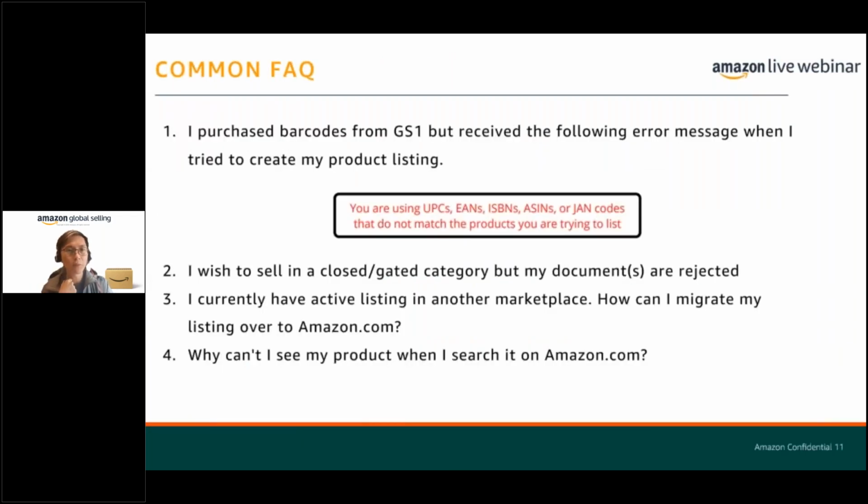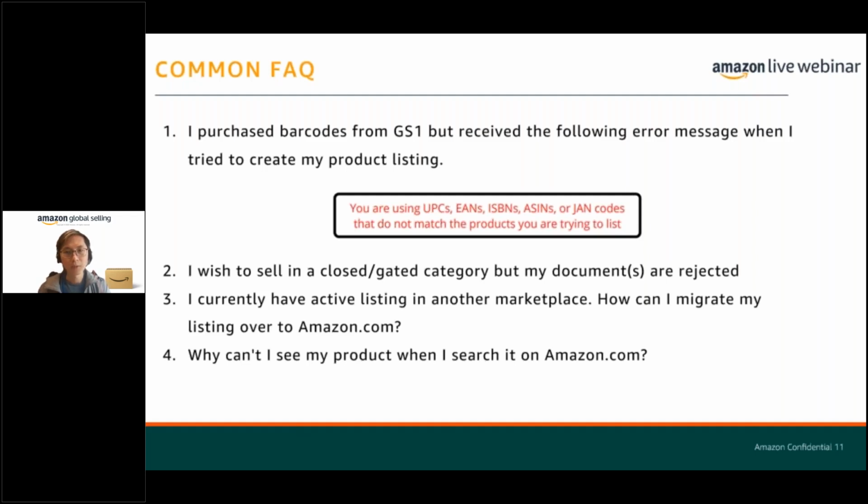So I have some common questions, or rather frequently asked questions. First of all, let's say you purchase a barcode from GS1 but receive some error when you try to create a product listing. If you do encounter this issue, it may mean that you are using codes that do not match what you're trying to list. In this case, you might want to open a case with the Seller Partner Support, the SPS team, and attach all your supporting documents from GS1 for verification.